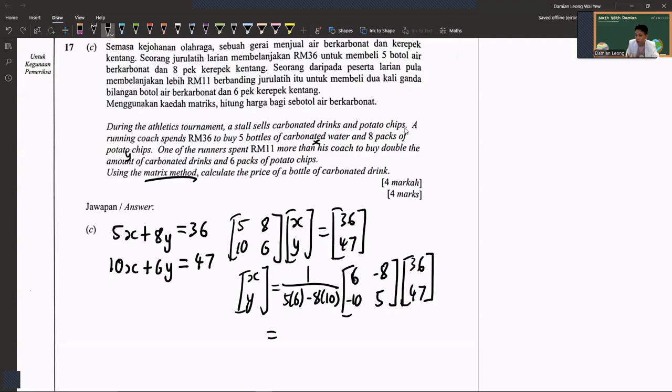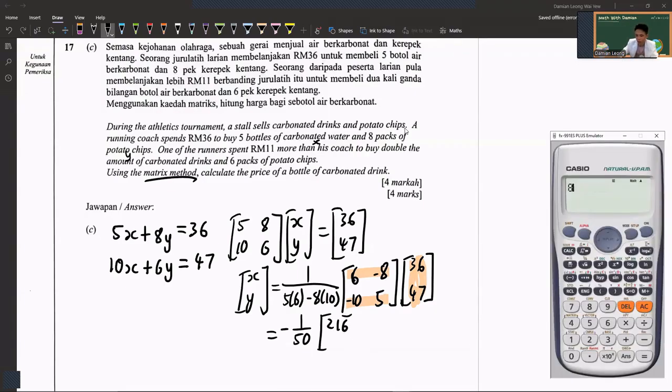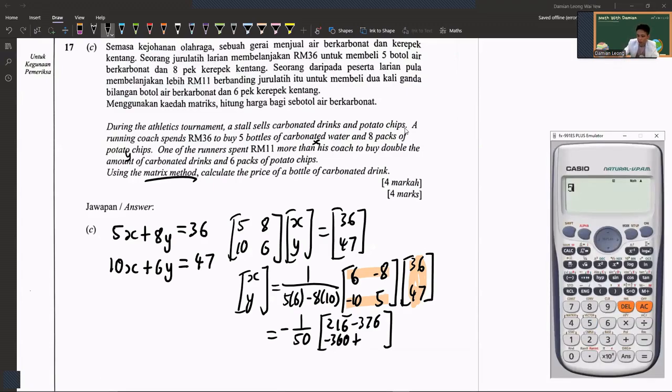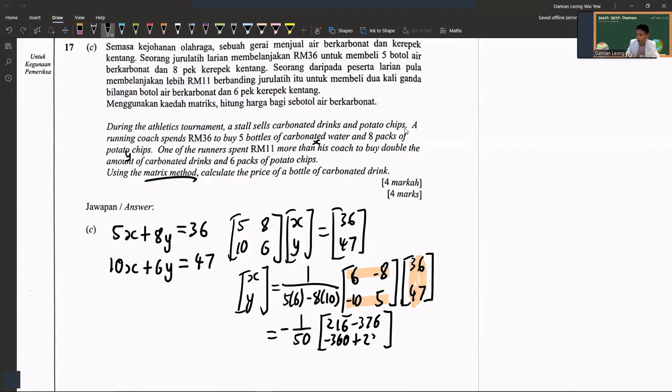So this is 30 minus 80, negative 50, negative 1 over 50. This one, when we multiply, first matrix follow the rows, second matrix follow the columns. 6 times 36, 216, minus 8 times 47, 376. And negative 10 times 36, negative 360, plus 5 times 47, 235. So negative 1 over 50.